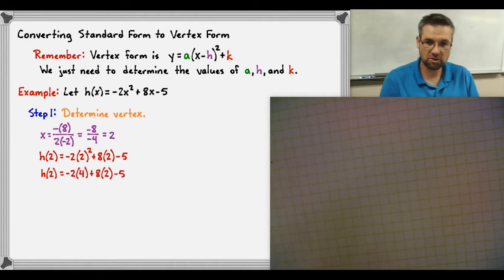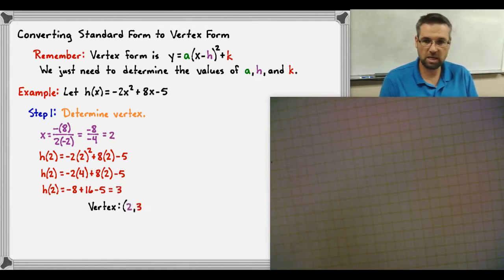So remember, do our exponents first. So 2 squared is 4. And then we'll do our multiplication. Negative 2 times 4 is negative 8. 8 times 2 is 16. And then minus 5. So negative 8 plus 16 minus 5 is 3. And our vertex then would be 2, 3. Okay, that's just another example of what we just did.